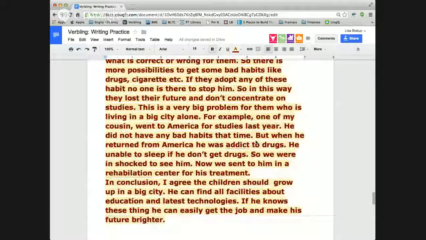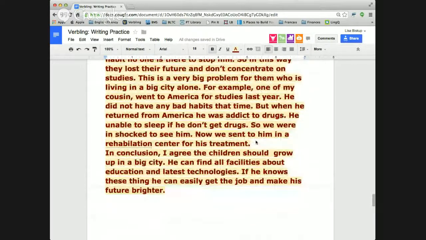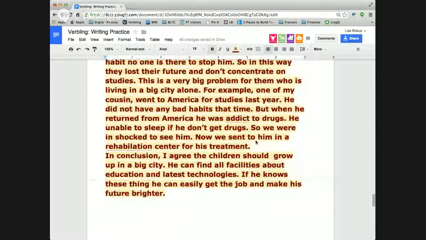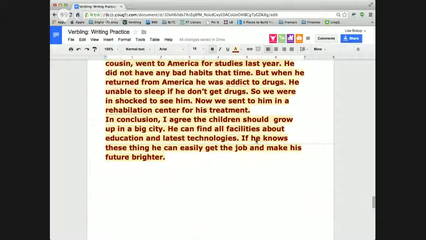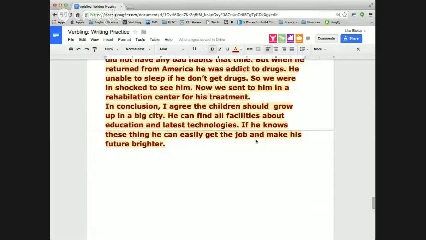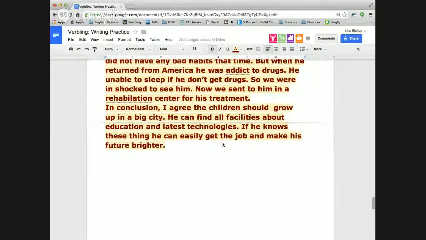For example, one of my cousins went to America for studies last year. He did not have any bad habits at that time. But when he returned from America, he was addicted to drugs. He was unable to sleep if he didn't get drugs. So we were in shock to see him. Now we have sent him to a rehabilitation center for his treatment. In conclusion, I agree the children should grow up in a big city. They can find all facilities for education and the latest technology. If they know these things, they can easily get a job and make their future brighter.